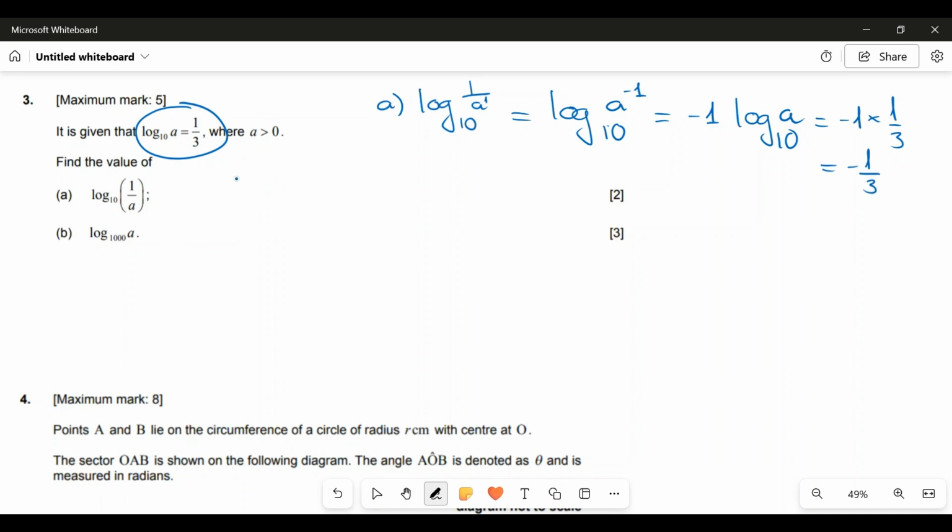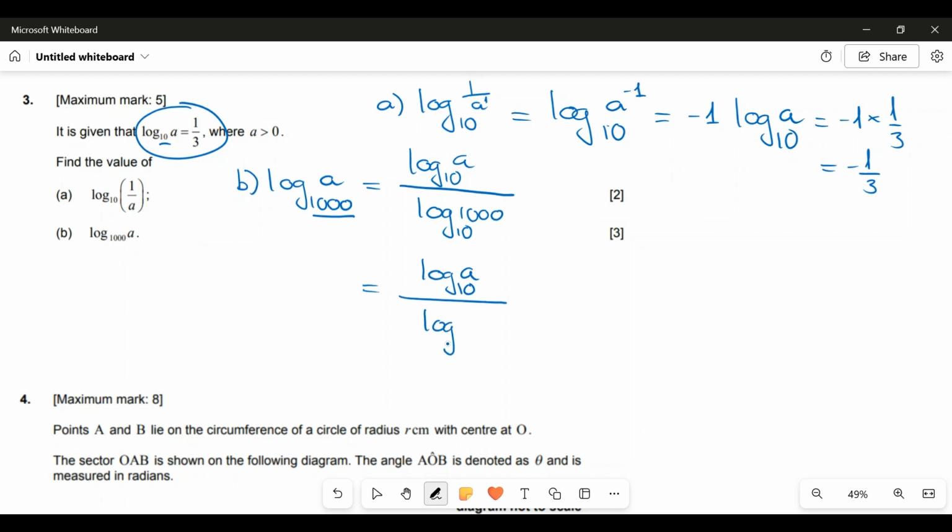Question B, log base 1000 of a. In this one, as you can see, the base is 1000. What they give us is only base 10. We have to apply change the base, right? So log base 10 of a over log base 10 of 1000. 1000 is 10 to the power 3, right? Log base 10 of a we already know is 1 over 3.